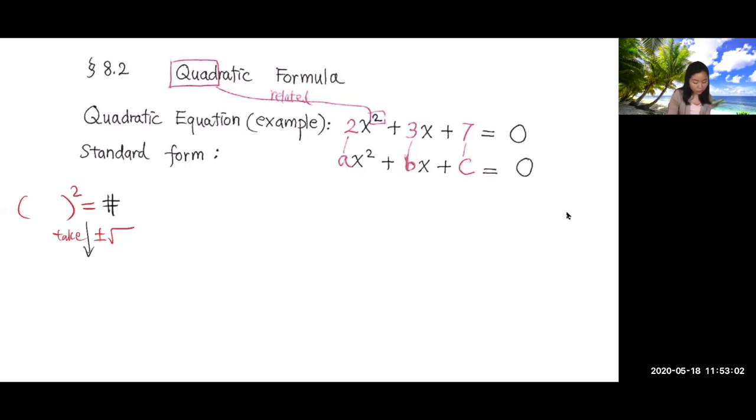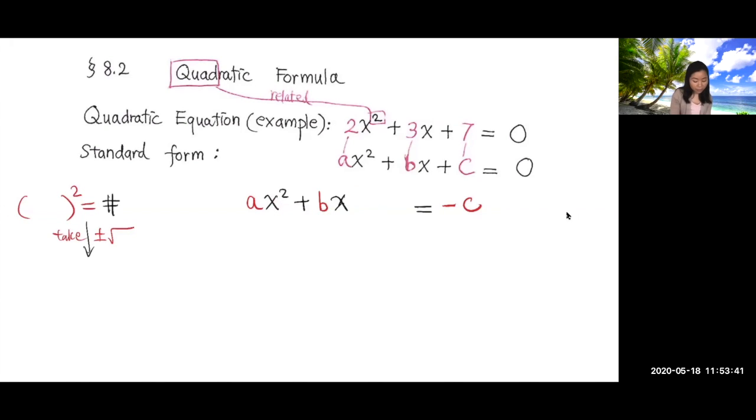You will leave this x term on one side. It will have ax squared plus bx. And then on the other side, you will have this negative c. So I have the x terms on one side and then the number on the other side, because I'm trying to make a square on this side, number on the other side. Now I need to complete the square here.